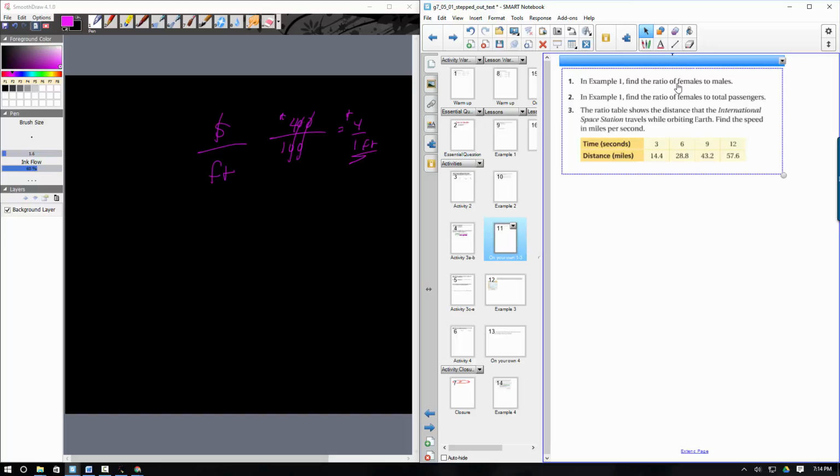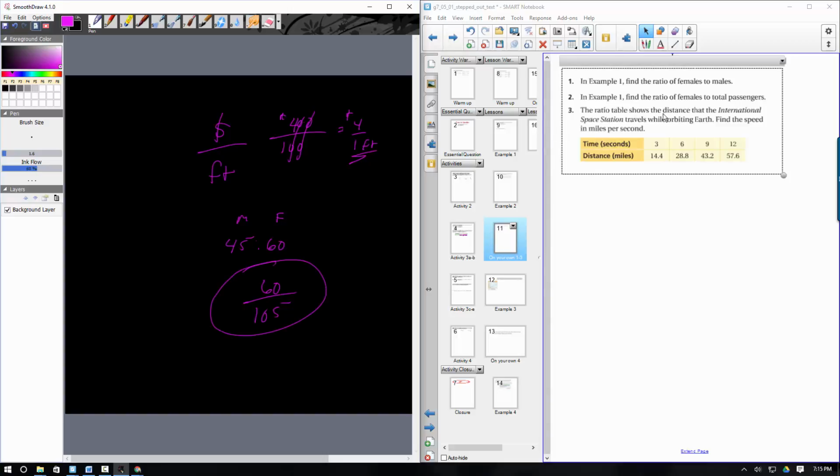So it says find the ratio of female to males, which I did before. I said that it was 4 to 3. Find the ratio of females to total passengers. Again, we're back at 45 and 60, right? Is that what it was? So if I look here, I have 45. This is the male and female. The total would be female would be 60 to the total, which would be 105, right?